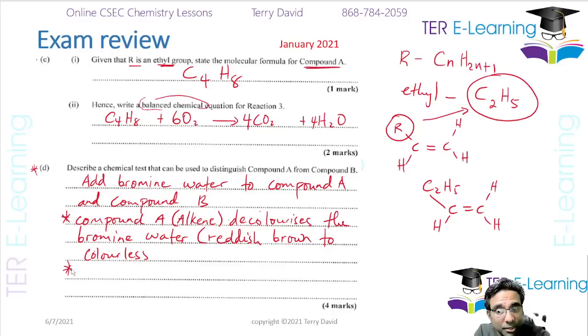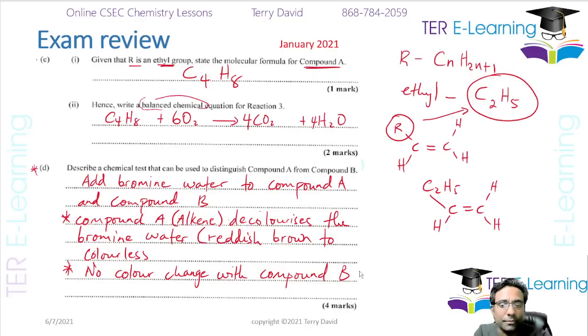You need to say what's going to happen to compound B, because that is what is going to allow us to differentiate between the two of them. So no reaction or no color change with compound B. So this is the part that students miss out and end up losing a mark just for not writing this down, right? So no color change with compound B. So 4 marks for that. So you need to state what the reagent is and what's going to happen to each of these here, okay?